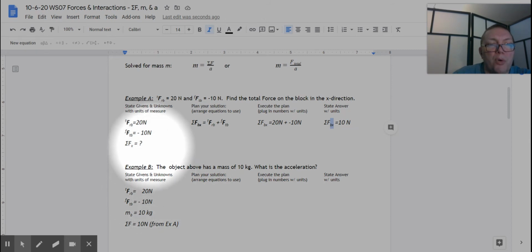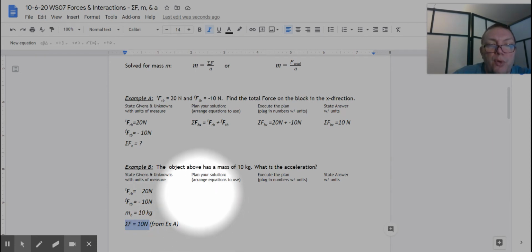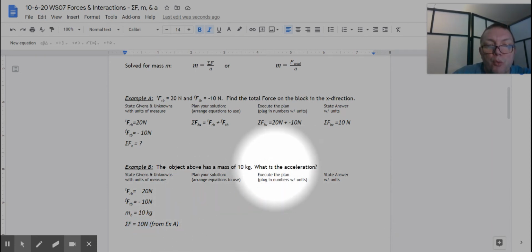So now we're still using this data, 20 newtons, negative 10 newtons, but now we're adding in that the mass of the object is 10 kilograms. And in addition to that, we're using the sum of the forces as 10 newtons. We did that in example A. We're sticking with that. That's still true. So now, plan your solution. We want to find the acceleration.